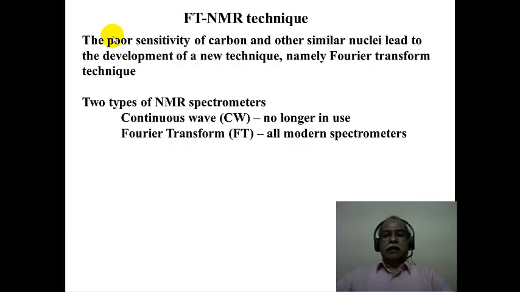For this reason, that is the poor sensitivity of carbon and other similar nuclei which are low abundant and have low gyromagnetic ratio, there was a necessity to develop a new technique called the Fourier Transform NMR technique. There are two types of NMR spectrometers available. One is the continuous wave NMR spectrometer, which is of course no longer in use. The continuous wave spectrometer was the original development of NMR spectroscopy. Later on, the Fourier Transform NMR spectrometer was developed. All the modern spectrometers are Fourier Transform NMR spectrometers.